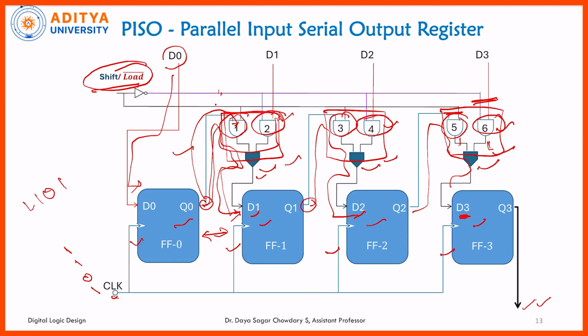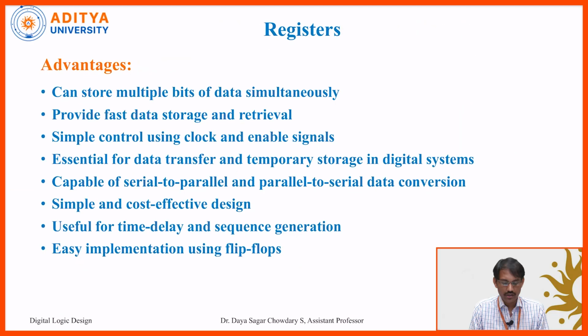So, likewise, we have to analyze this circuit, and finally, D1, D2, D3 are indirectly connected to Q0, Q1, Q2. So, this is the construction of parallel input and serial output, that is the register. And here the shift is 1, load is 1.